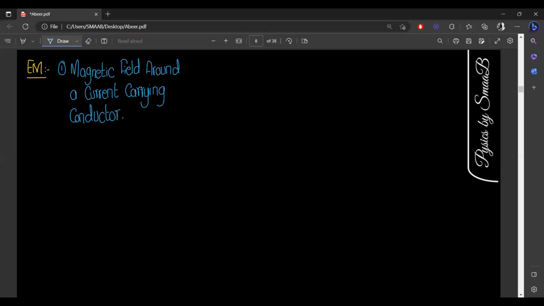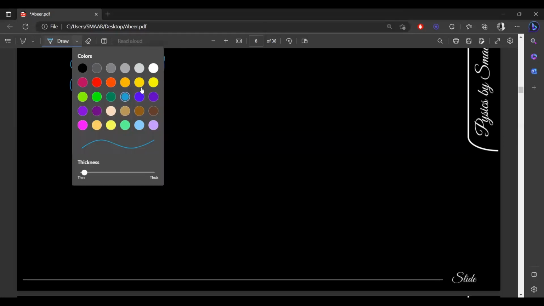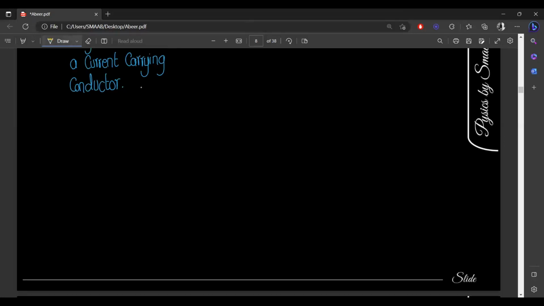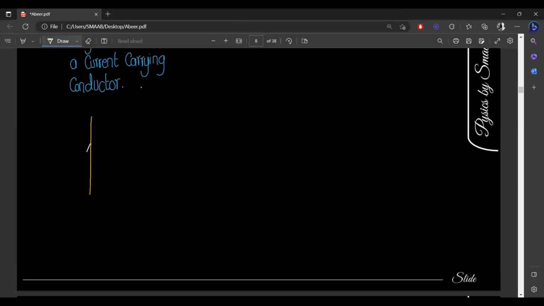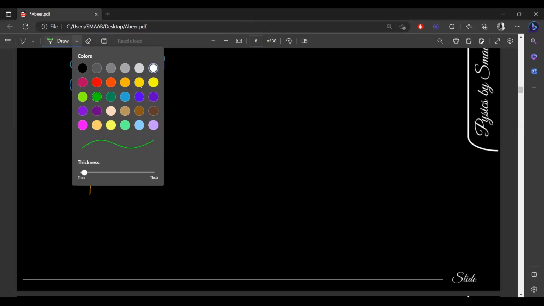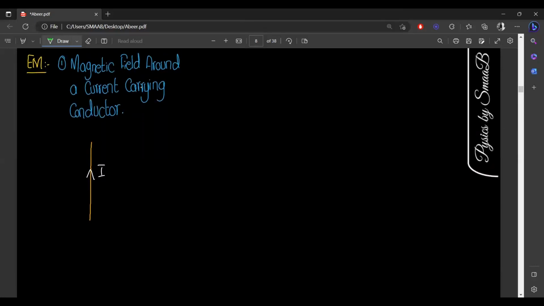Okay, so when we are talking about the magnetic field around a current carrying conductor, let's suppose we consider a straight wire over here, and current is passing in upward direction. So this is the direction of electric current passing through the wire or through the conductor. If you need to find out the direction of magnetic field, how can we find out the direction?